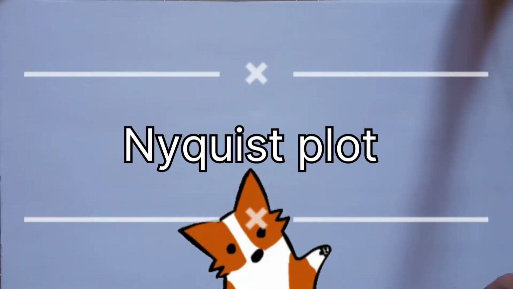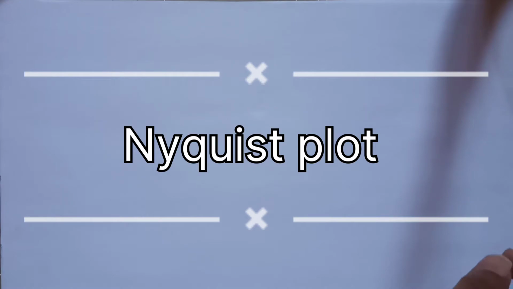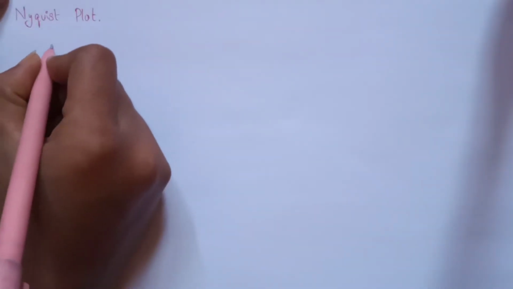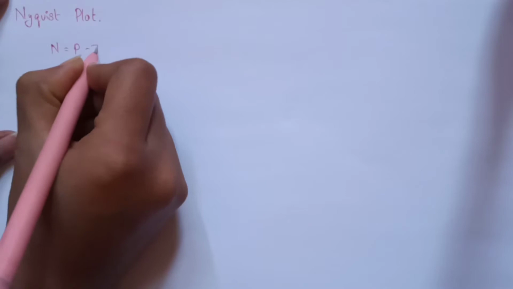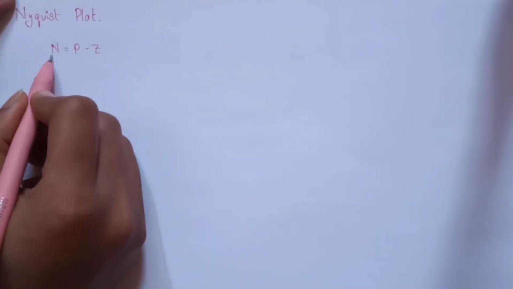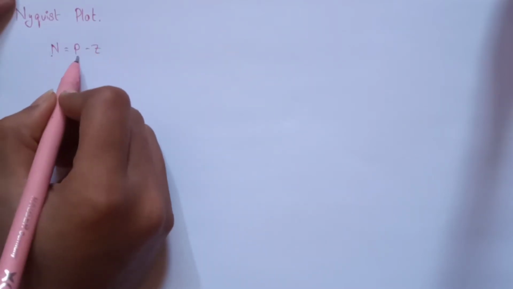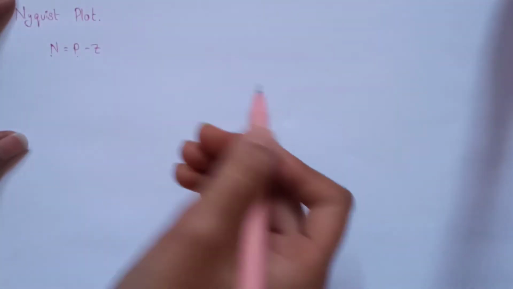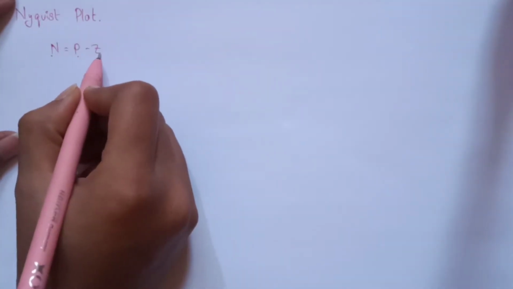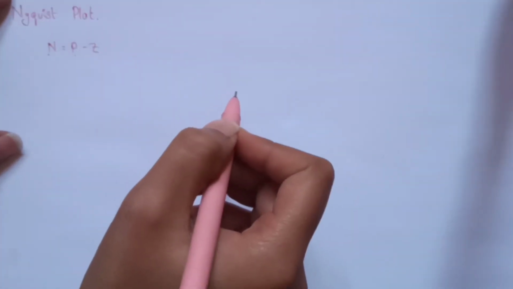In this video, we are going to discuss the Nyquist plot, and this is from the subject called control systems. So let's start. The Nyquist plot is done to calculate the stability of the system, and this Nyquist stability criterion can be calculated by this formula: N is equal to P minus Z. Here N is the number of encirclements, P is the number of open loop poles of the system on the right half of the s plane, and Z is the number of closed loop poles of the system on the right half of the s plane.